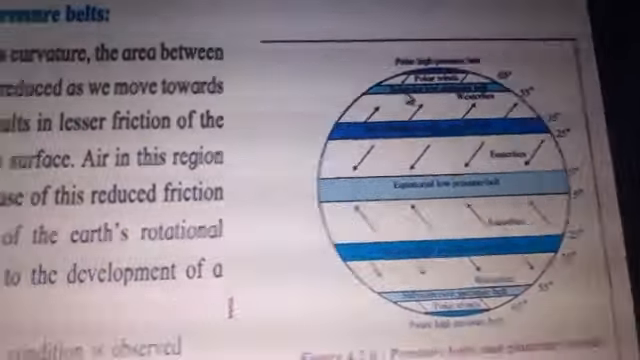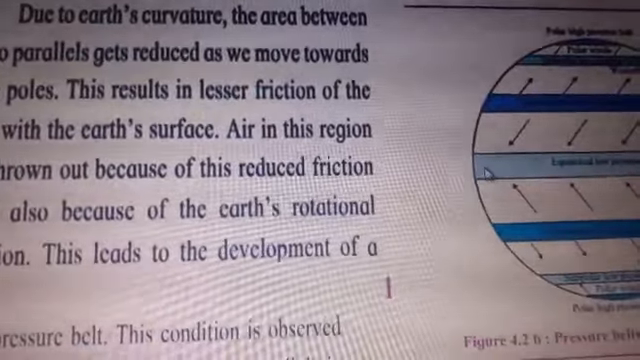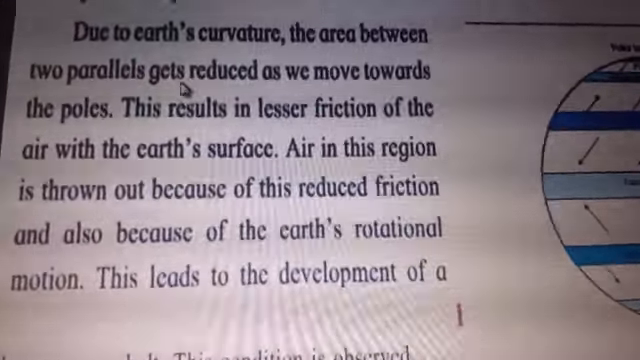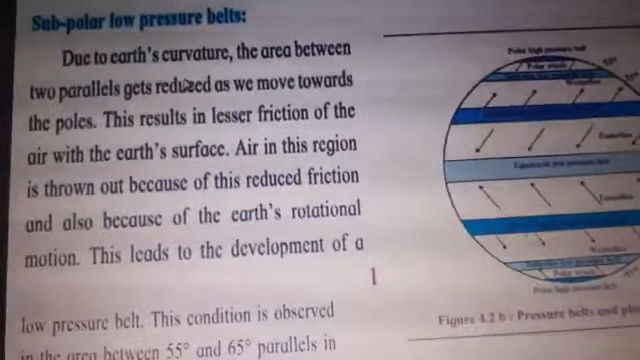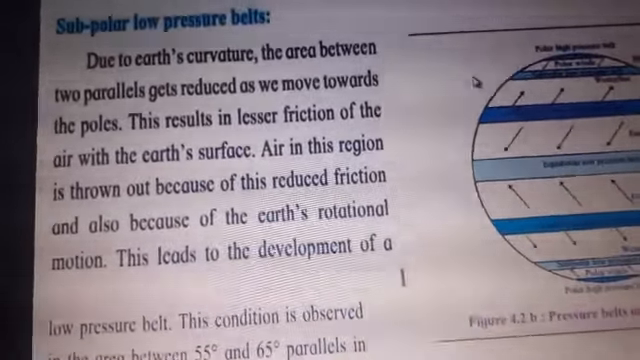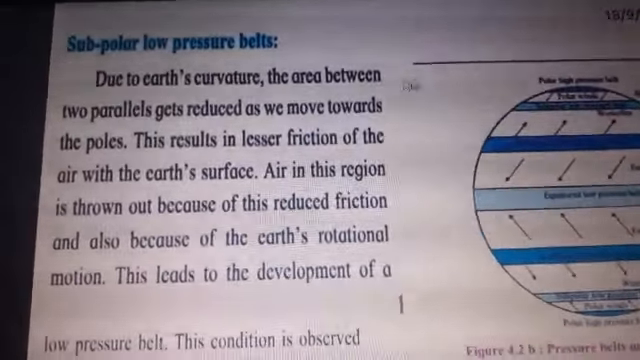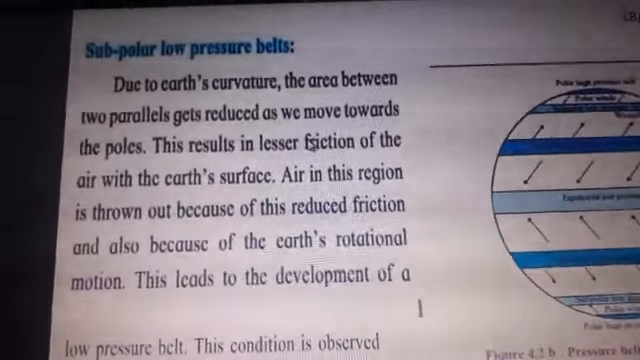So let us see. Due to the Earth's curvature, this is the curve, right? This is the curve of the Earth's surface. This is called a curve. Due to the Earth's curvature, the area between 2 parallels gets reduced as we move towards the poles. So the area is reduced. Less area is there. Area goes on reducing when we are moving towards the polar region. This results in lesser friction of air with the Earth's surface. Therefore, there is less contact of the air with the Earth's surface. Air in this region is thrown out because of this reduced friction.